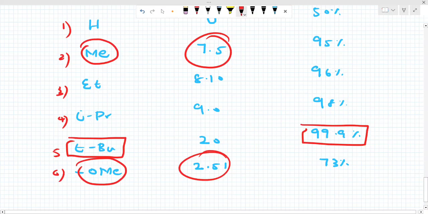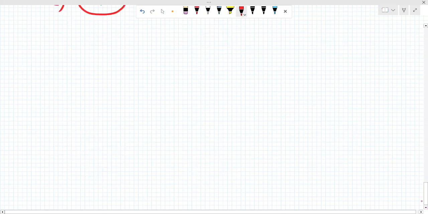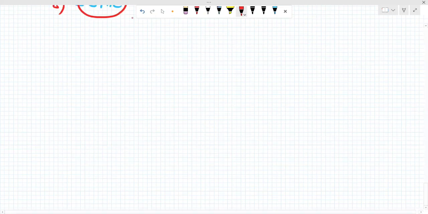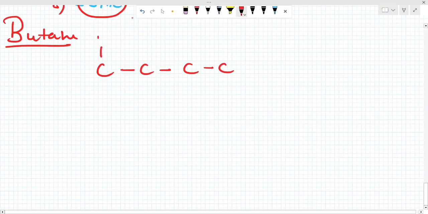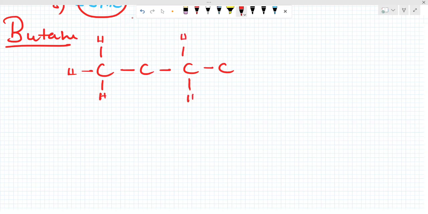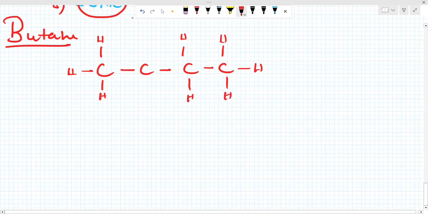I go with butane. It's very important, please note butane. Let's see. Now carbon. Right. Now this is hydrogen. This hydrogen, similarly this hydrogen, and this hydrogen, this hydrogen, and this hydrogen. Right, okay, this is butane, right?